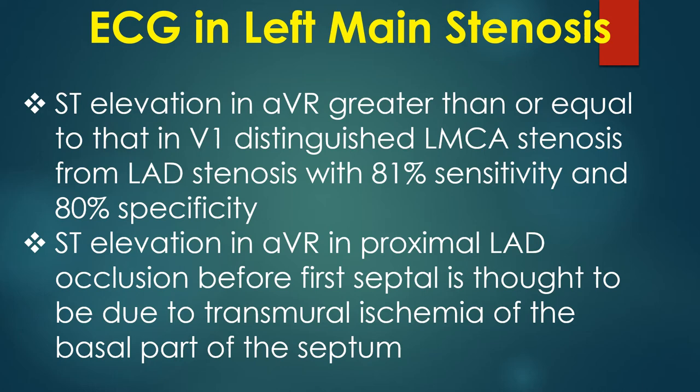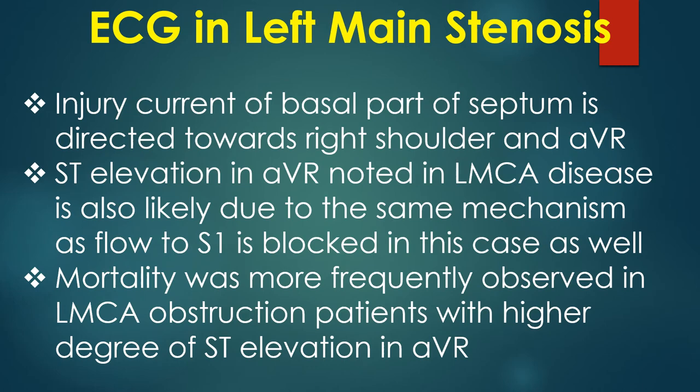ST segment elevation in AVR in proximal left anterior descending artery occlusion before the first septal is thought to be due to transmural ischemia of the basal part of the septum. Injury current of the basal part of the septum is directed towards the right shoulder and AVR. ST elevation in AVR noted in left main disease is also likely due to the same mechanism, as flow to the first septal is blocked in this case as well. Mortality was more frequently observed in left main obstruction patients with higher degree of ST elevation in AVR.